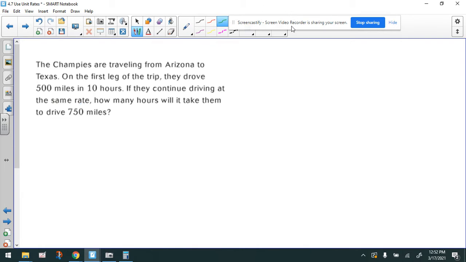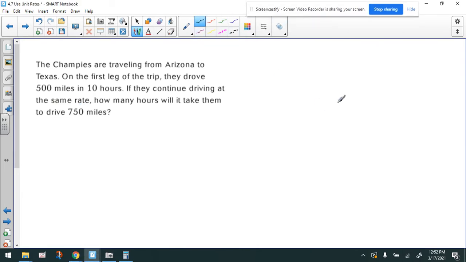So we have a couple ways we can do this. We've been talking a lot in class about the idea of proportional reasoning and setting up your proportion. Look to see what the units are that they're talking about. They're talking about miles, so I'm going to put an M over here, and they're talking about hours. And if we turn this into a rate, it's 500 miles for 10 hours.